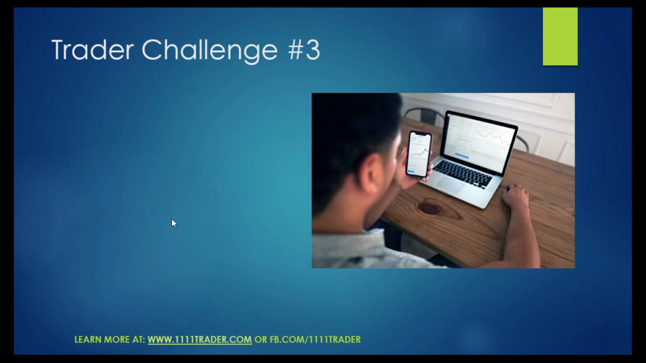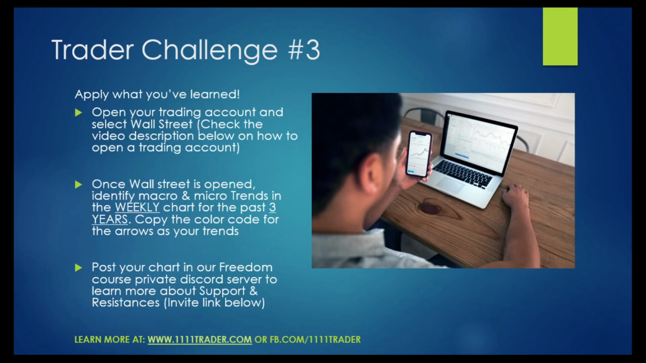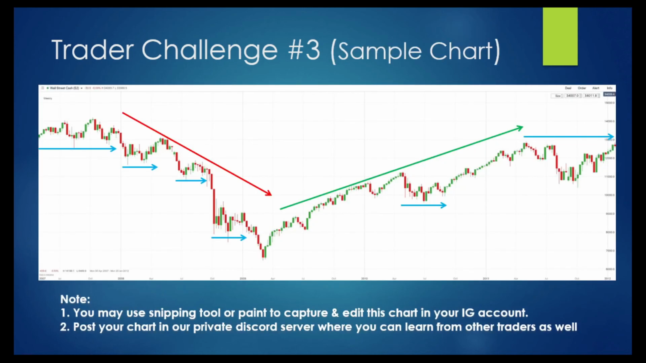So now it's again time for your trader challenge. Open your IG and select Wall Street. Identify macro and micro trends in the weekly chart for the past 3 years. So here's a sample of your assignment. So it's in the weekly chart, and identify the macro and micro trends. So please copy the color of the arrows here for your trends. And once you're done, you can post your charts in our Discord server for checking.